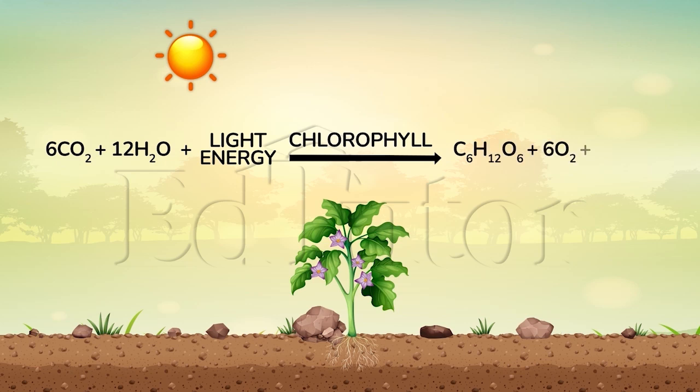As you can see in this equation, glucose, C6H12O6, serves as a source of energy for the plants, while the oxygen is the byproduct of the process and is released into the air.